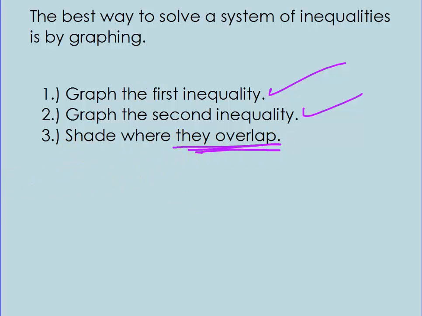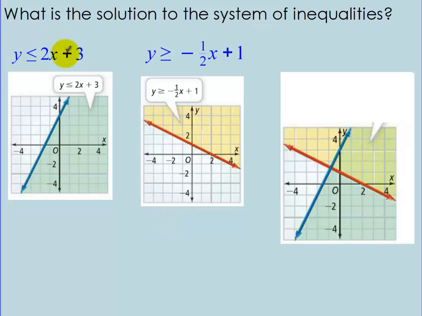So how do we figure that out? Well, we're going to step our way through that. So in this case here, what is the solution to the system of inequalities? If I had these two inequalities here, the shading for 2x plus 3 would look like this, just shaded below. And negative 1/2 x plus 1 would be shaded above. Well, the solution is which area they both shade.